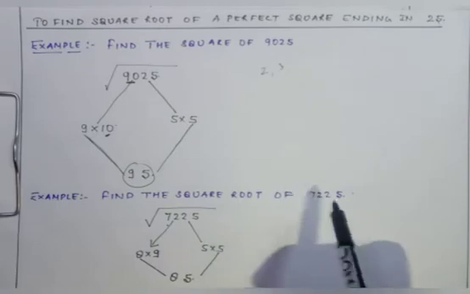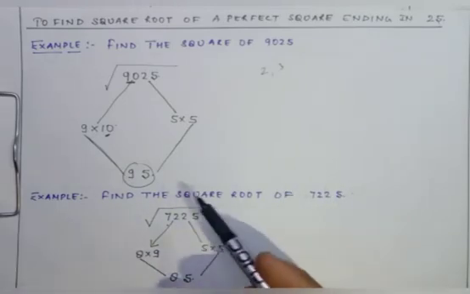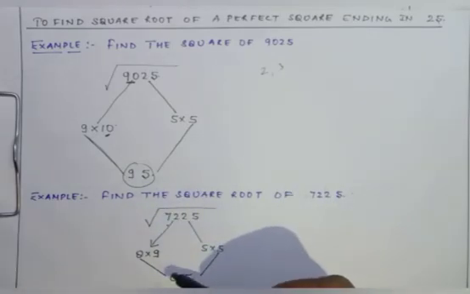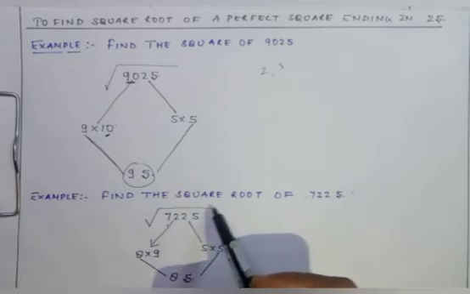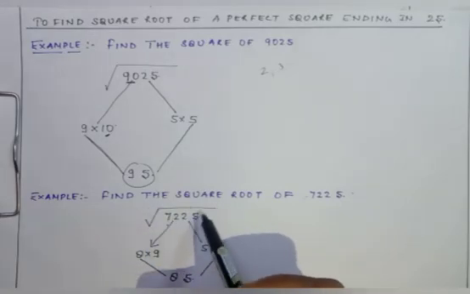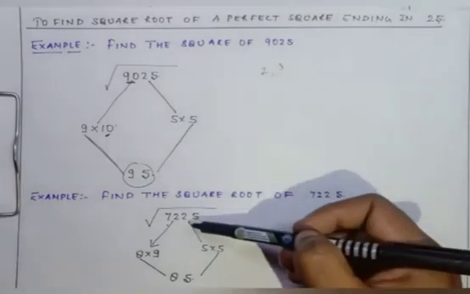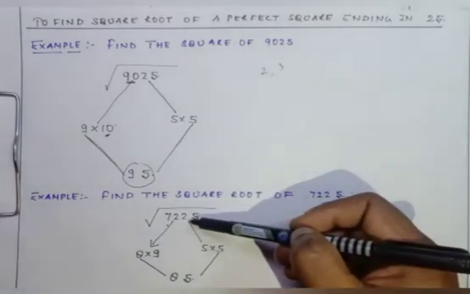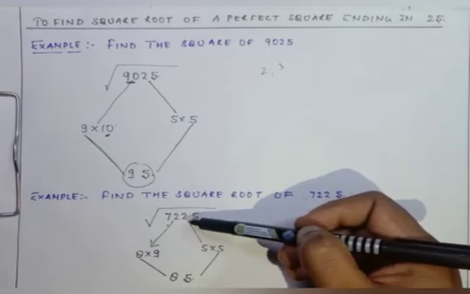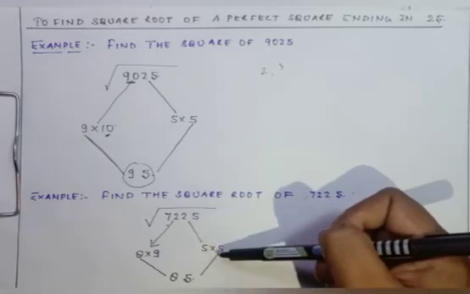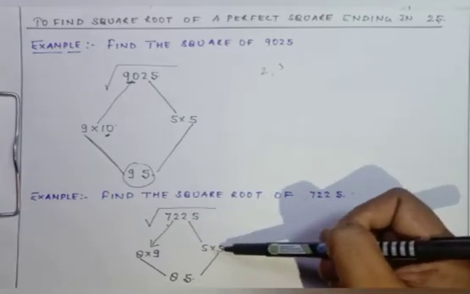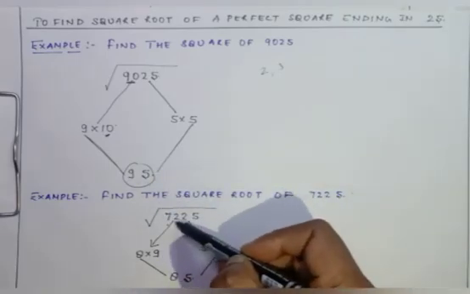Find the square root of 7225. The same procedure we are going to follow here also. We are going to place 7225 under the square root. After that, I am going to find the product of 25, that is 5 into 5. I am going to write 5 into 5 as it is. After that, whatever is left, 72.